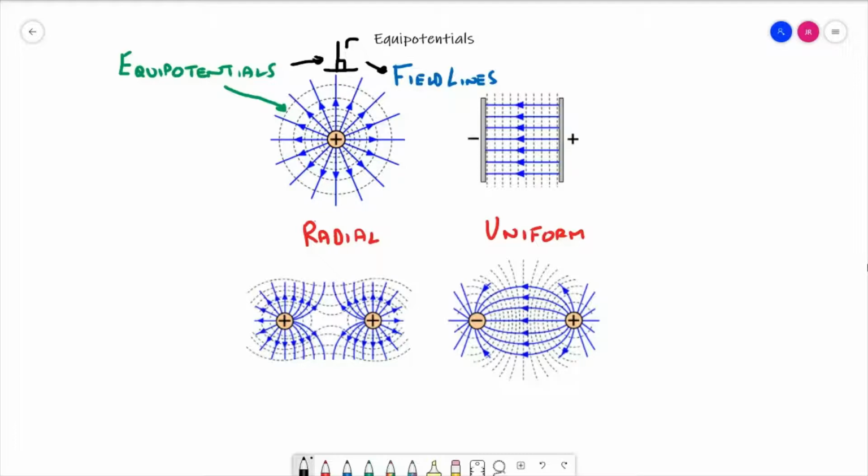Now, at the bottom of the screen there, you can see two examples of where two electric fields are interacting. On the left-hand diagram, we have two positive charges, and on the right-hand diagram, we have a positive and a negative charge. Now, on the right-hand diagram, the field lines are now starting to look very similar to how you would have studied field lines when you were looking at magnets and magnetic fields back at GCSE. What we can notice though is that in both of them, still that rule holds true, where at any point the equipotentials are at right angles, they are perpendicular to the field lines.